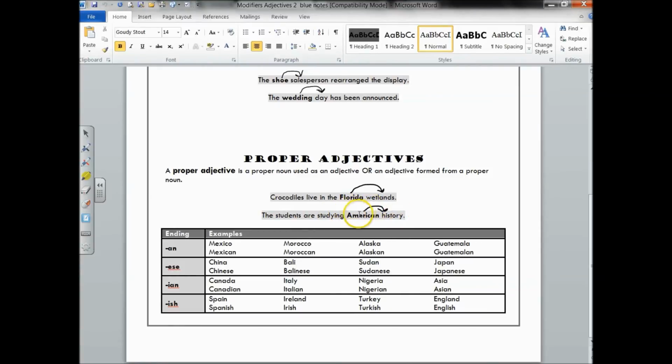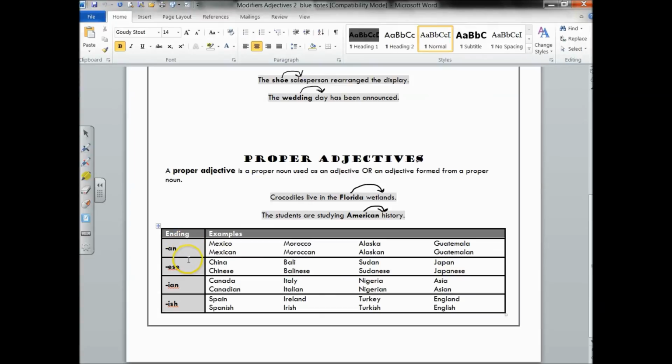American is the proper adjective here. Notice it's capitalized. It's describing history for us, so it is an adjective, and it's made from the proper noun America. So the America or the American, in this case, you could also have that as a noun. The American went out for coffee. In the previous sentence, it's an adjective describing history.